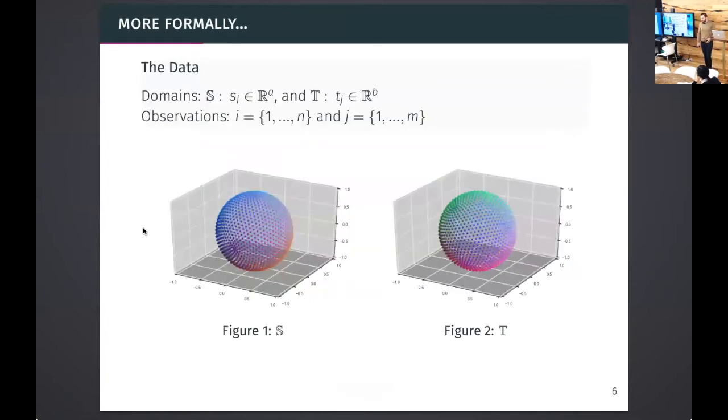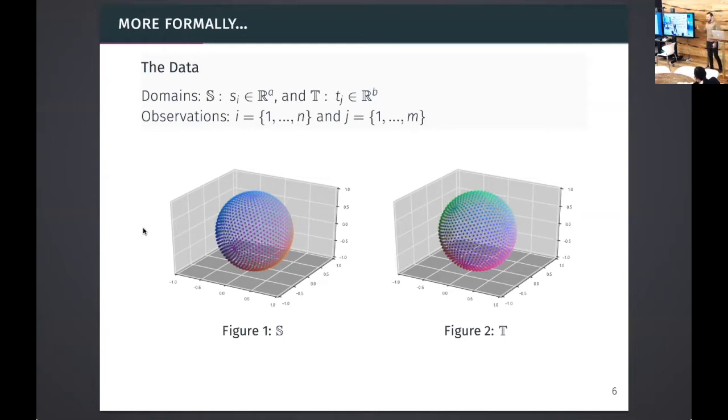All right, so let's set this up with some pretty colors. So we have a source and target domain, as I mentioned. There's no guarantees that they're in the same dimension. Let's say the source is in R^A and the target's in R^B, and they have some number of observations in each, N and M, okay?